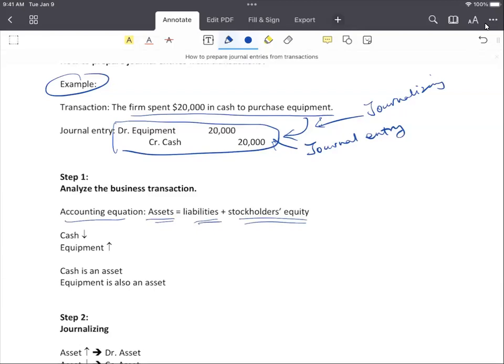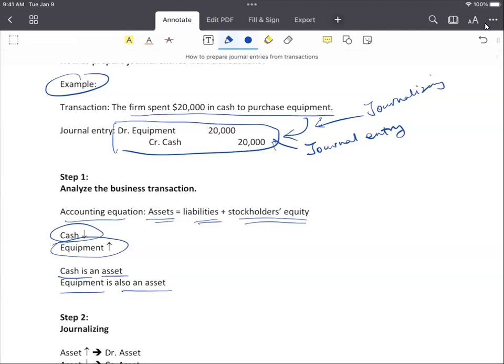If you look at this transaction, the firm spent $20,000 in cash. So what is the result of this transaction? The firm is going to have 20,000 less cash, so cash is going to decrease. And what is the other result? The firm purchased equipment. As a result of spending the 20,000 in cash, the firm is getting equipment, so equipment is going to increase. Cash is an asset, and equipment is also an asset. So this is just the first step.